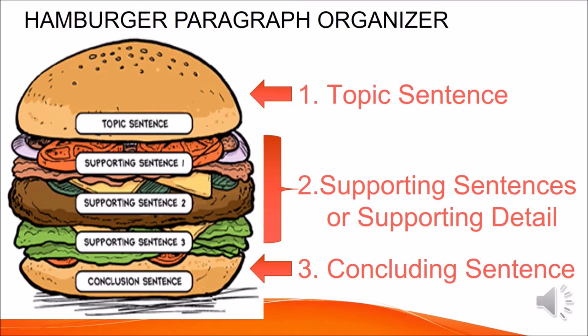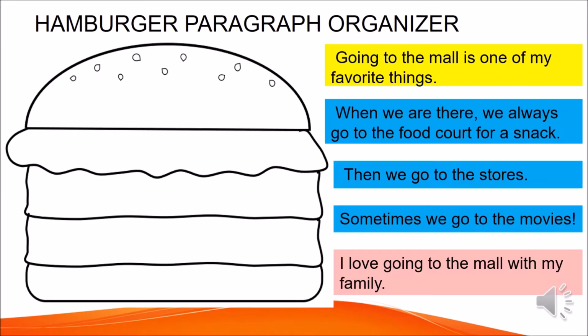Here is the hamburger paragraph organizer to complete the illustration. The top bun of a hamburger is the topic sentence. All the fixings in between of a hamburger, the cheese, the meat, the lettuce, are the supporting sentences. And of course, to complete a hamburger, there should be a bottom bun, which is the concluding sentence.